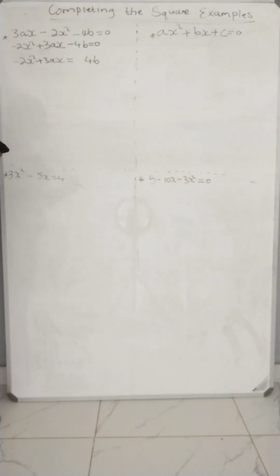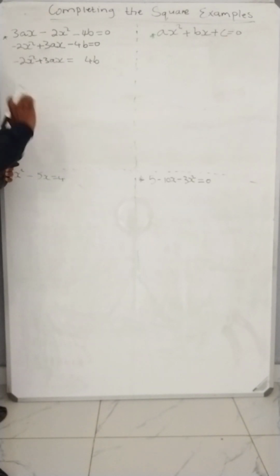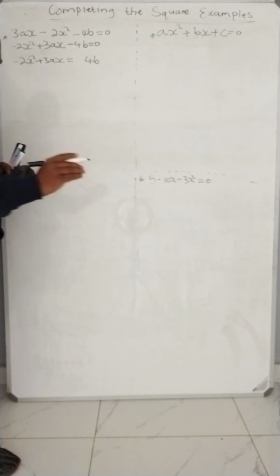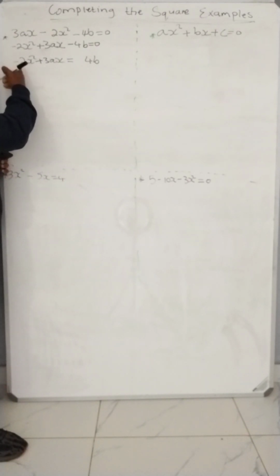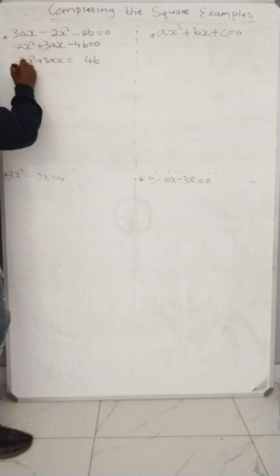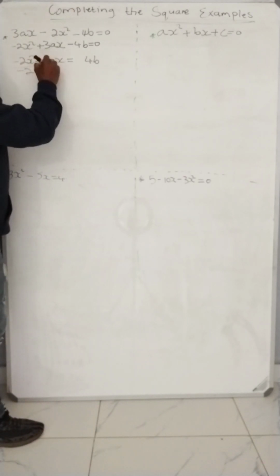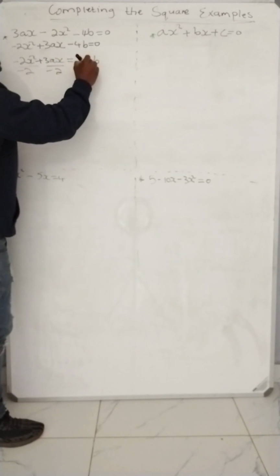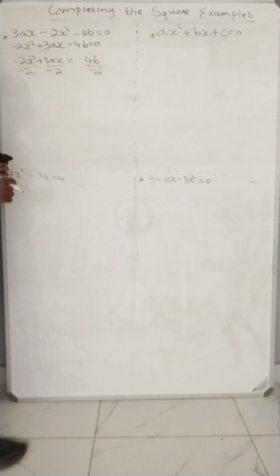And then the next step is we're going to divide every term by the coefficient of x squared. We start with x squared, then we work with x. So we're going to divide every term by the coefficient of x squared, right? So the coefficient of x squared is minus 2. So we're going to divide this by minus 2, this by minus 2, and this by minus 2, right?